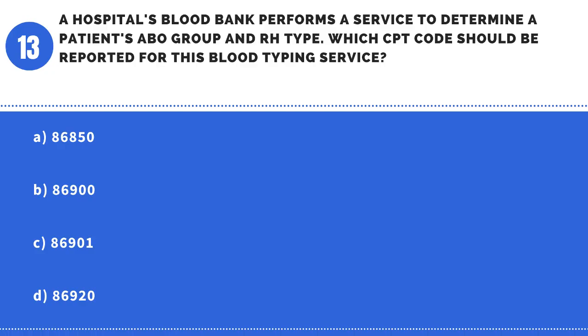Which CPT code should be reported for this blood typing service? A. 86850. B. 86900. C. 86901. D. 86920.